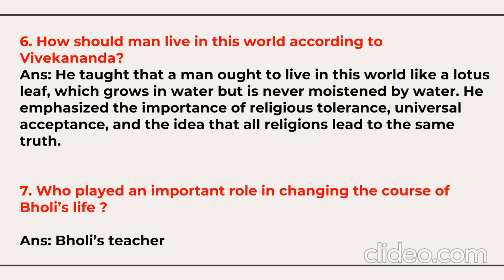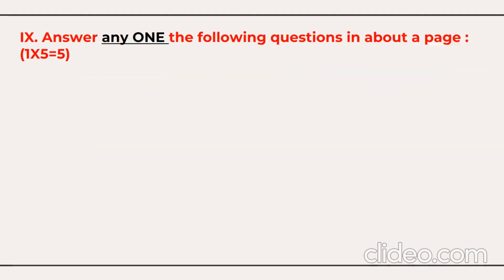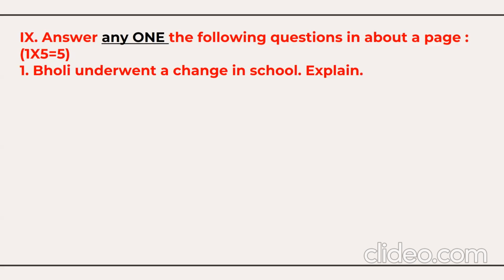And the last question for 1 mark: who played an important role in changing the course of Bholi's life? That is Bholi's teacher. So these are the 7 questions. You need to opt only 5, each for 1 mark. Now, the next part: paragraph type questions. Out of 3 or 4 questions, you need to opt one, and each is for 5 marks.